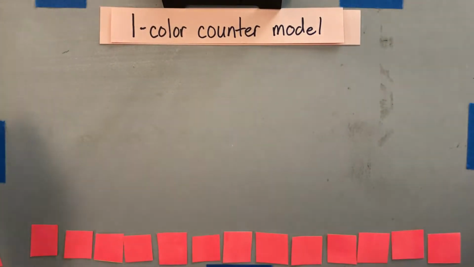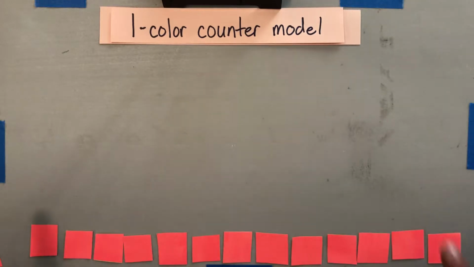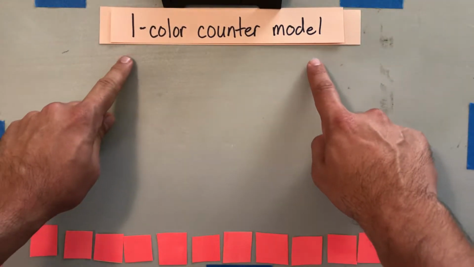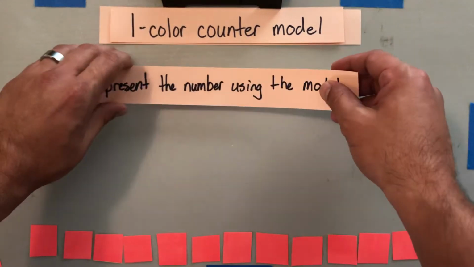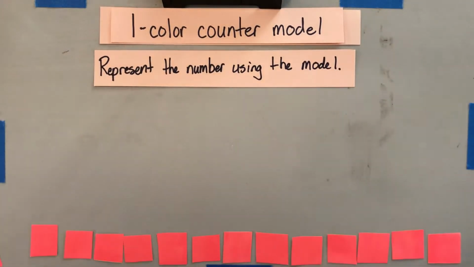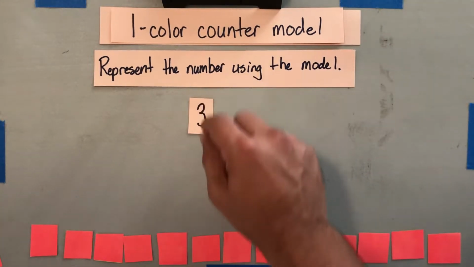And I hope you have your handout so that you can take some notes and record your answers as you work along. So what we're going to be doing is we're going to be using a one color counter model to represent numbers. All right. So the first task is going to be, and this is just a demo, you can just follow along with your own one color counters.